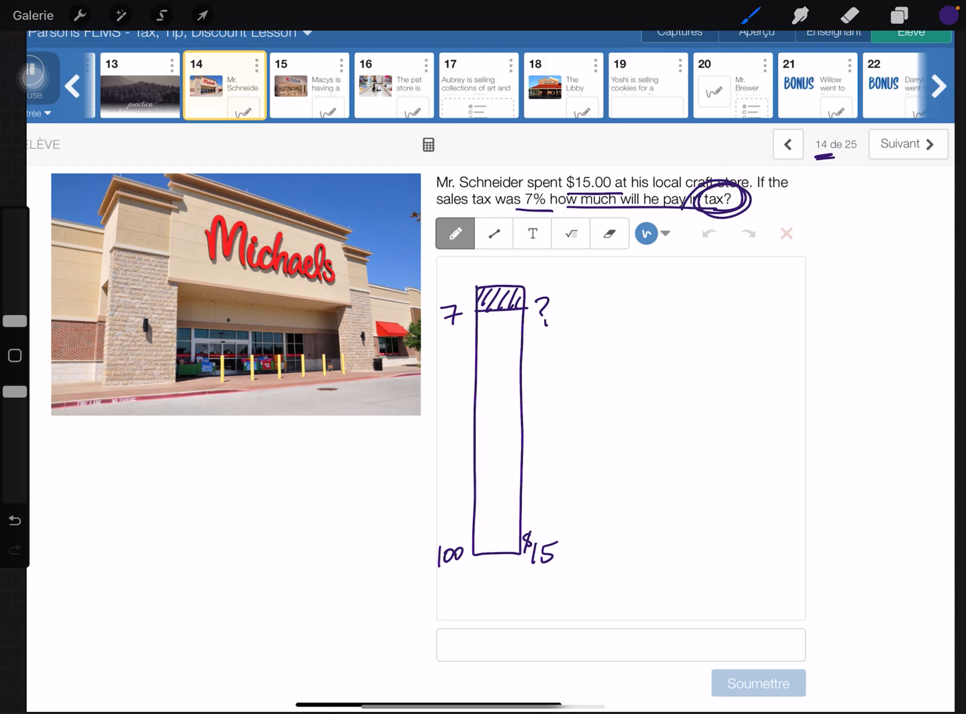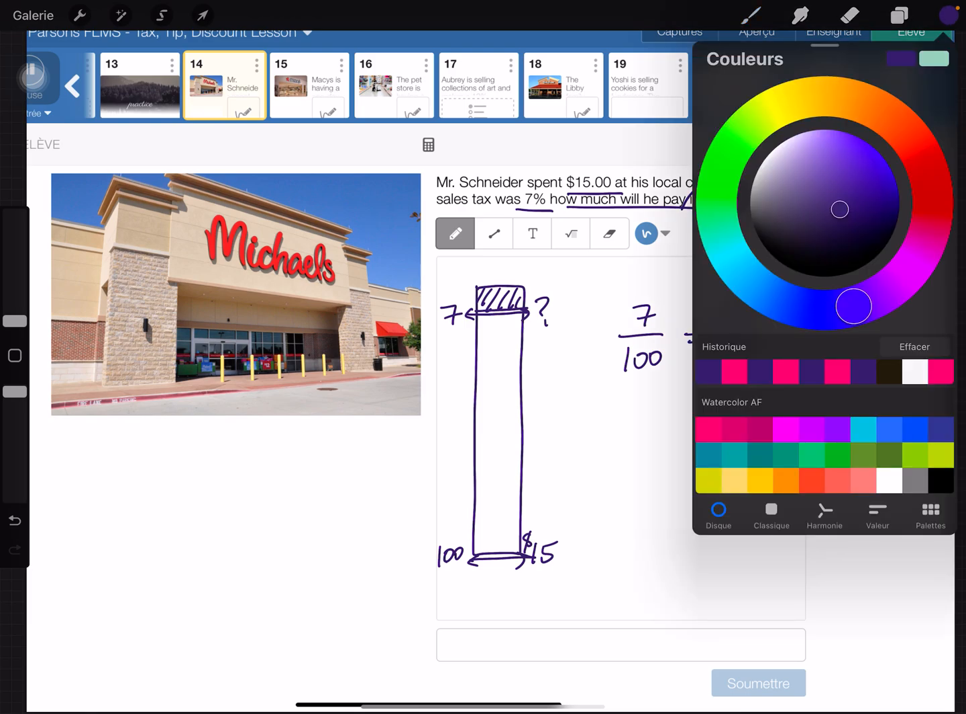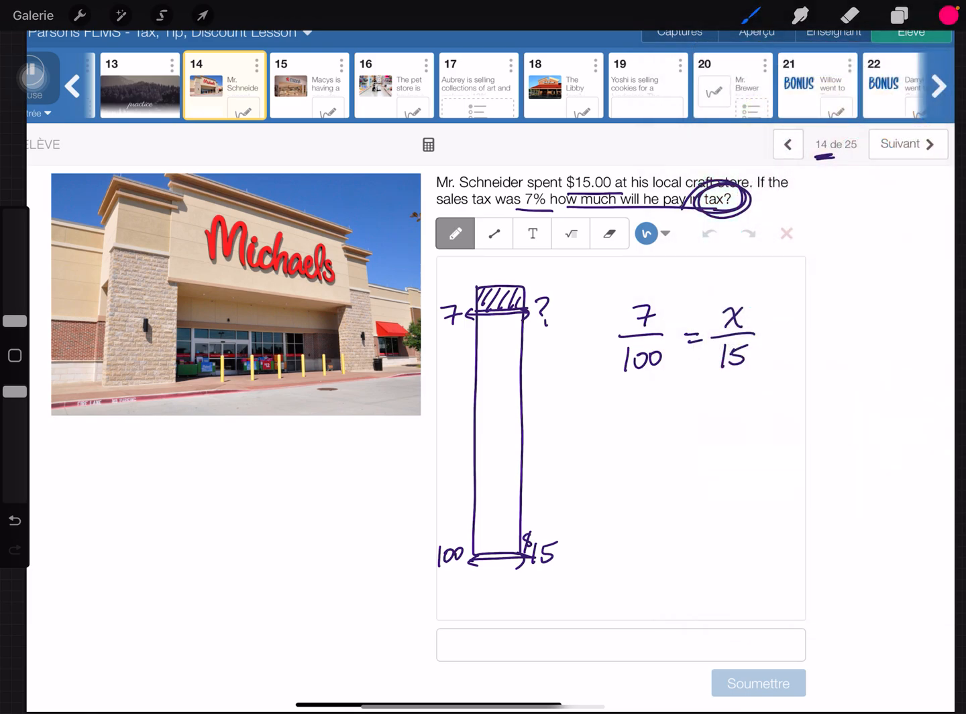And $15 is the total. 15 is equivalent to 100%. That's how much he spent. Now I can go ahead and set these up. I've got my 7 over 100, and that equals my question mark, my x, over 15. All right, if you weren't sure about the setup, go ahead and give this a try, see if you can beat me to the cross multiplication.